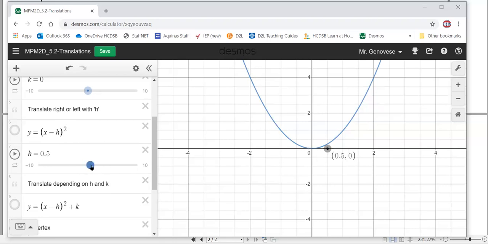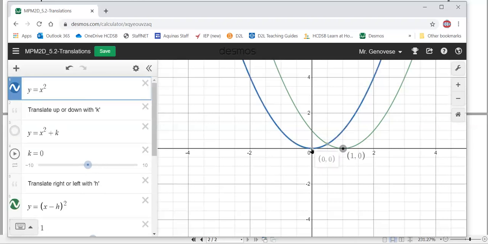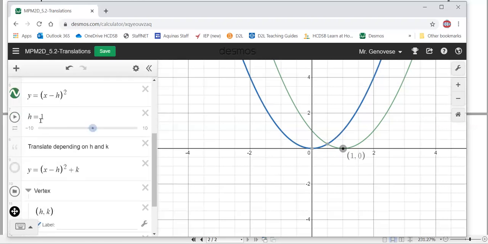But as h becomes positive, now take a look at the vertex. Compare the vertex here. This vertex was 0, 0. Now it's 1, 0. The reason it's 1, 0 is because the h value is 1. The vertex is now shifted over.